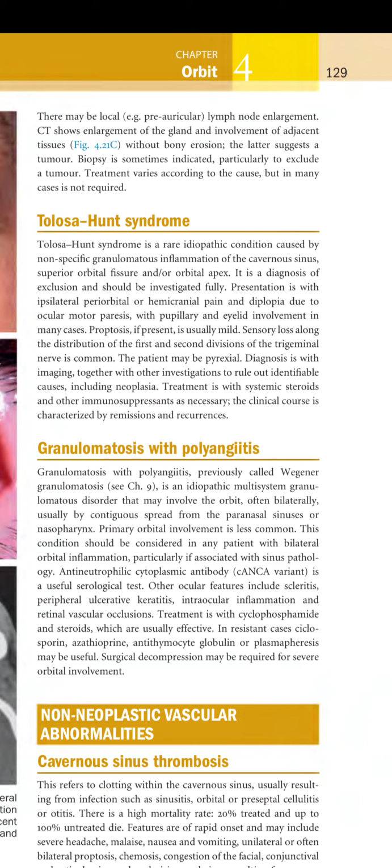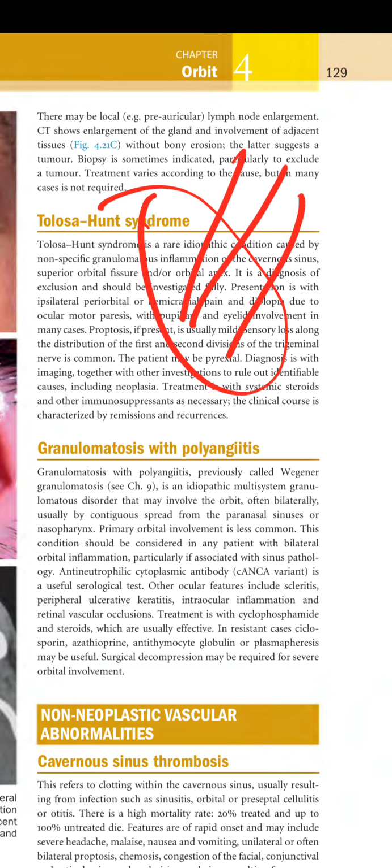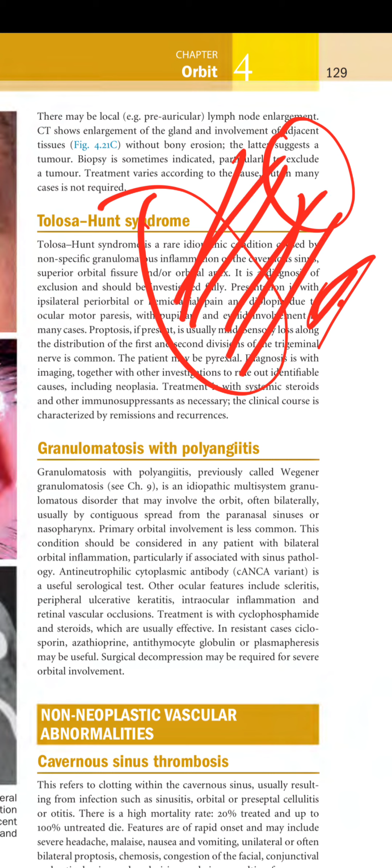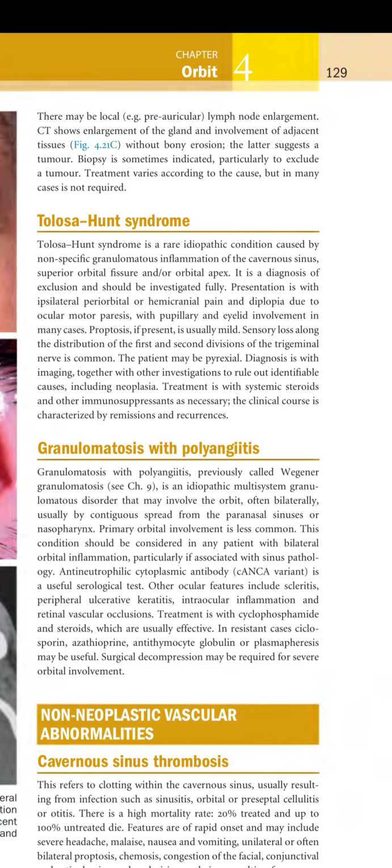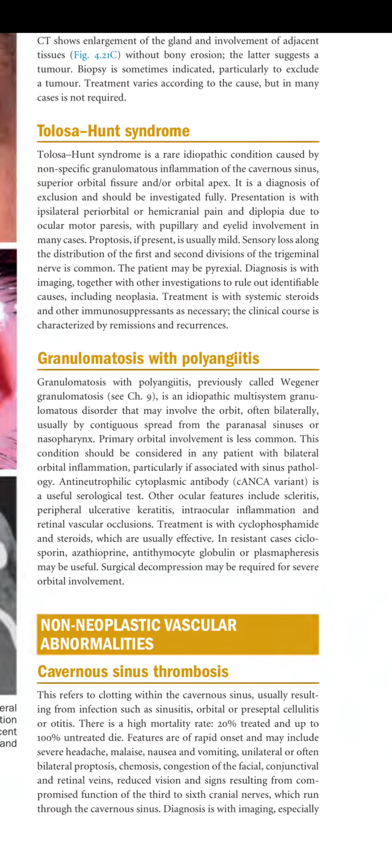Basically, all the nerves are passing through the orbital apex and cavernous sinus. So when it is inflamed, it will cause distortion of the nerve supply: you will have oculomotor paresis, there will be pupillary involvement, there can be eyelid involvement, and the first and second division of the trigeminal nerve can also be affected. So you can give treatment with systemic steroids to treat this condition.